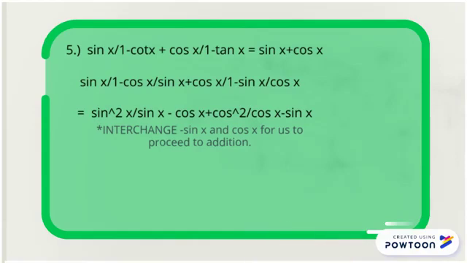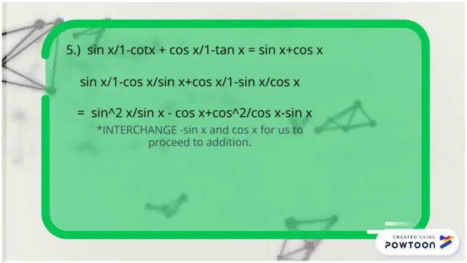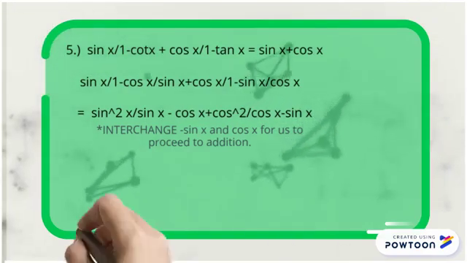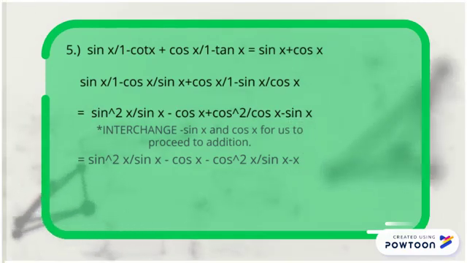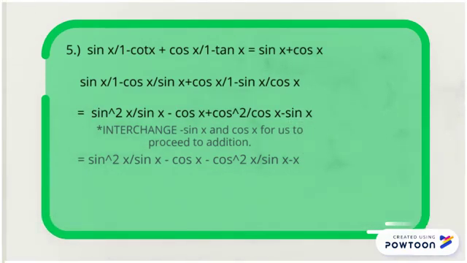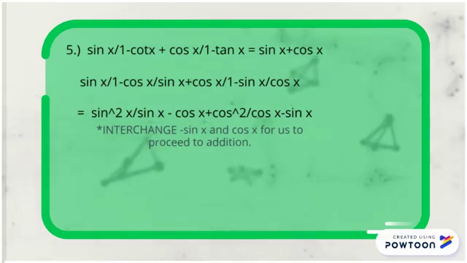We will interchange minus sine x and cosine x for us to proceed. The fraction would be negative because we interchange terms. So the left side would be sine squared x over sine x minus cosine x minus cosine squared x over sine x minus cosine x. The fraction would be negative because we interchange terms.